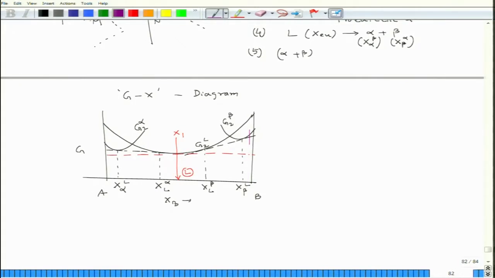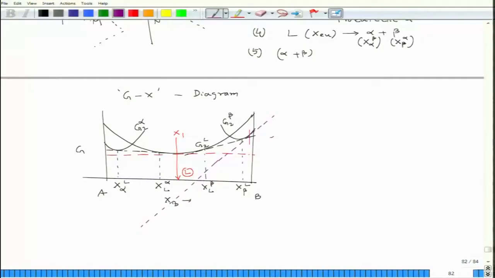If I take that composition, then again I have to draw a tangent at that point. If I extend that tangent, then also I am seeing that this tangent is the lowest free energy line compared to any other free energy lines we have on this particular diagram. So, only beta phase would be there, no other phase would appear.